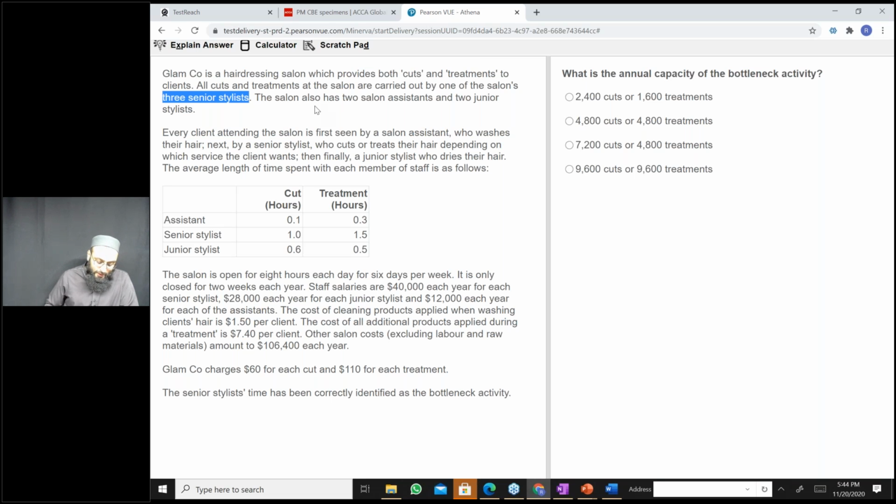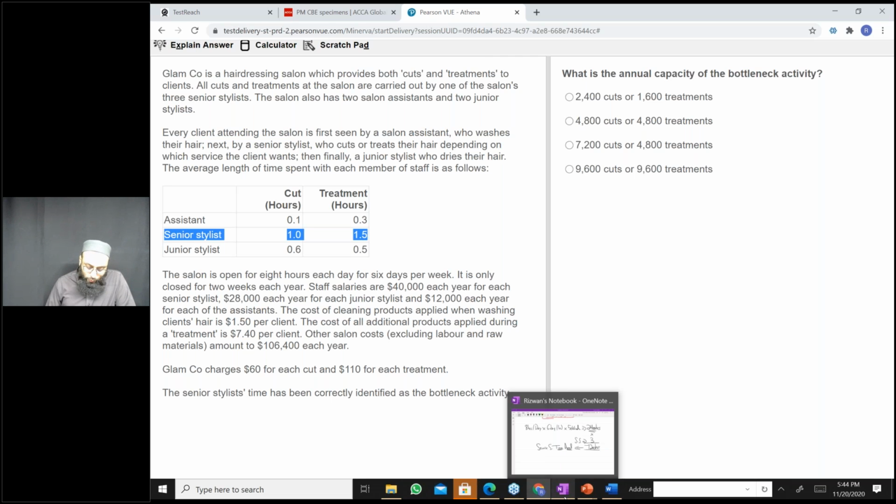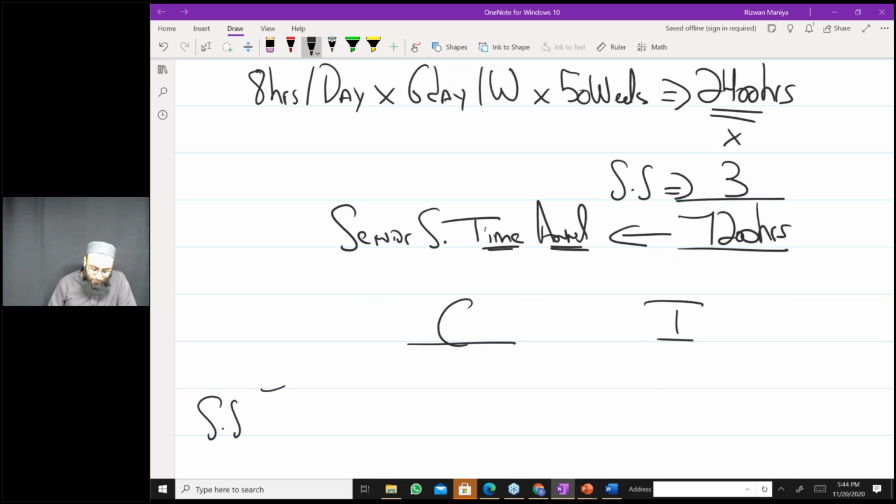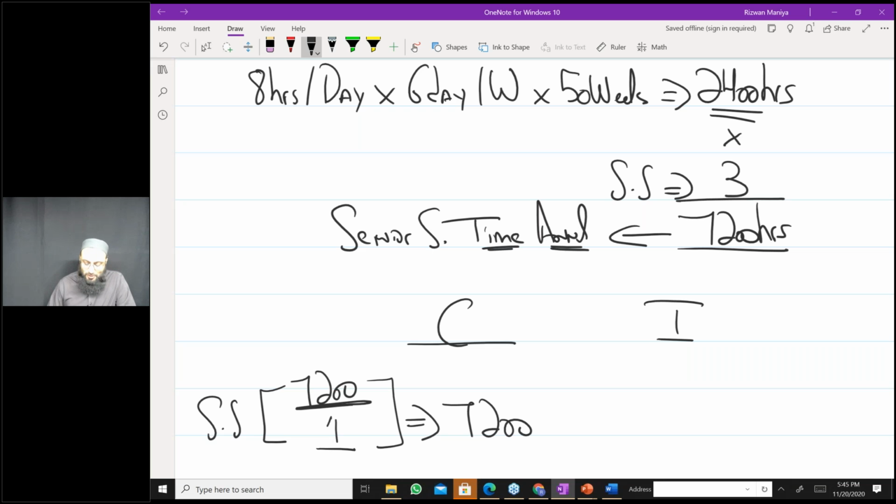So now let's work out the annual capacity of senior stylists. I've highlighted here the hours per unit: 1 hour for cut and 1.5 hours for treatment. So it's time to work out cut and treatment. Senior stylist hours available annually are 7,200, and for each cut the senior stylist spends 1 hour, which means 7,200 cuts could be performed by senior stylists.